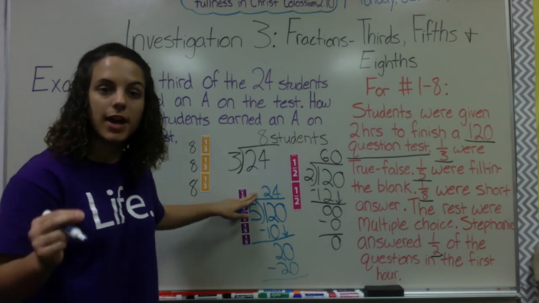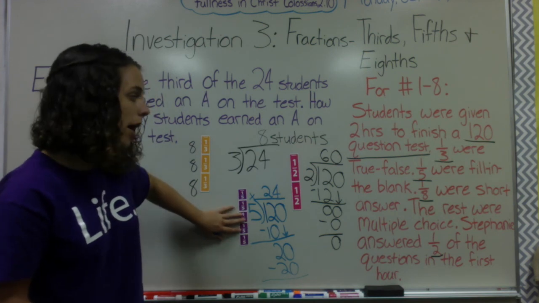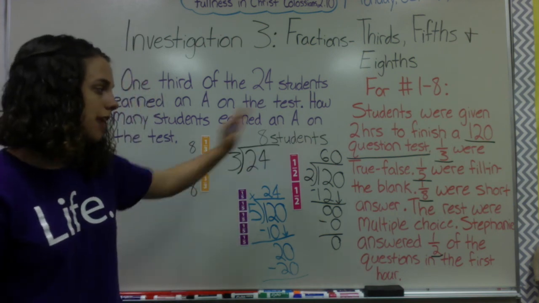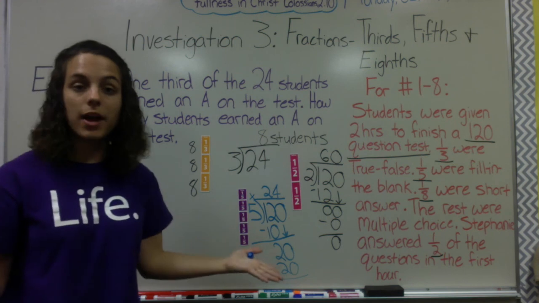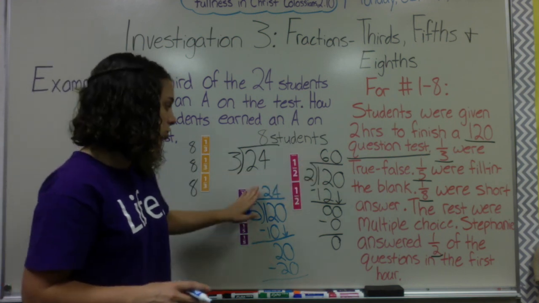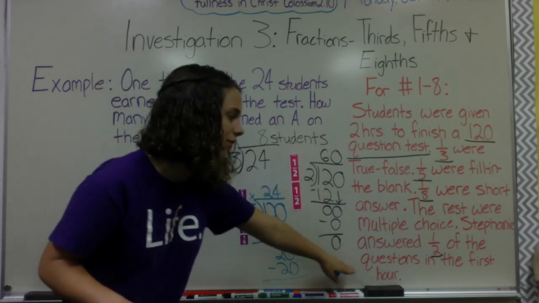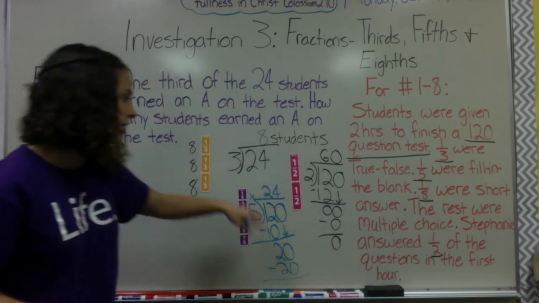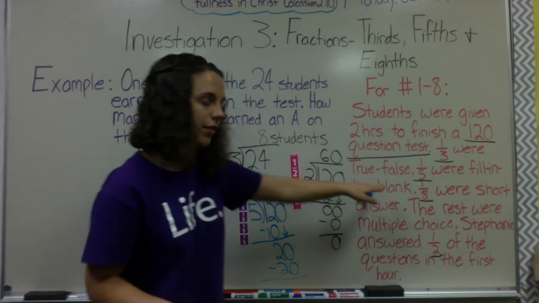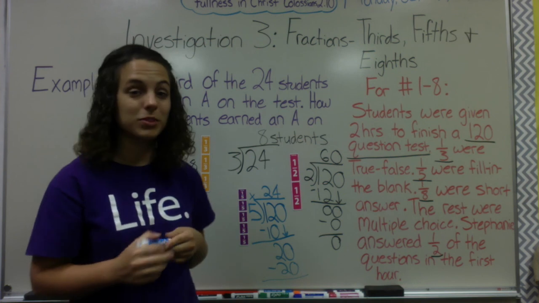So this should give you an idea of how to get started for the rest of your problems, figuring out how many were true false, how many were short answer, and then the rest that were multiple choice. You want to write these answers down and show your work. 60 questions were completed in the first hour. 24 questions are fill in the blank. You're going to need this information in order to figure out how many were multiple choice.